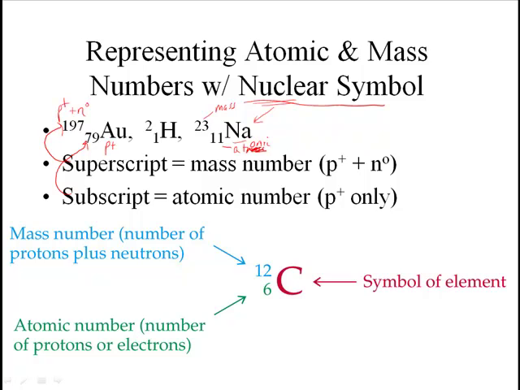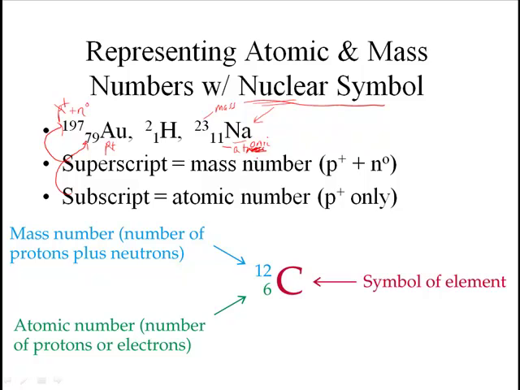So you can imagine that if you know the protons and neutrons up here, and you know the protons down there, you could easily do some subtraction, because the protons will cancel out. You do some subtraction to figure out how many neutrons are left in that particular atom. So this nuclear symbol is a nice quick way to give us lots of information.